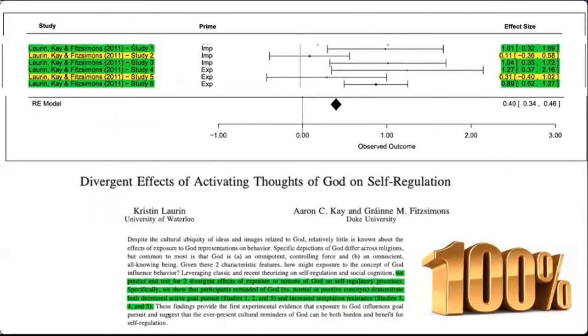However, if we look at the abstract for the paper, we see that studies 2 and 5 actually worked. So according to the forest plot, 75% of the studies worked, but according to the abstract of the original paper, 100% of the studies worked.